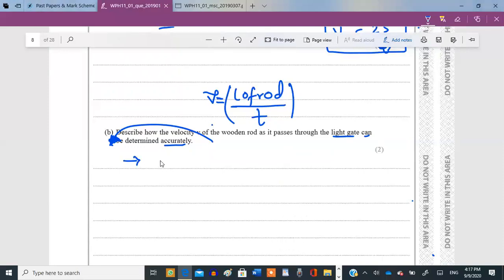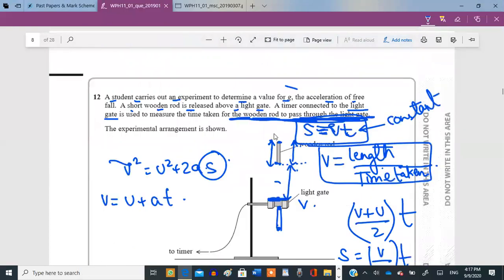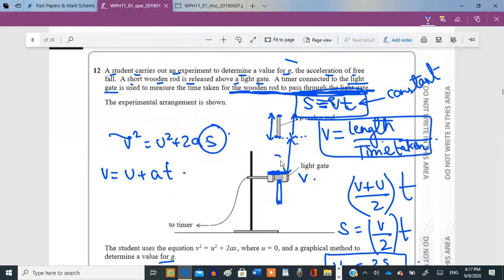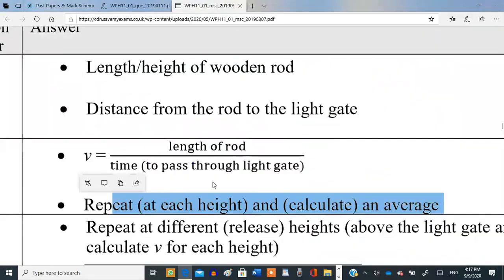We could apply the formula: velocity is equal to length of the rod divided by time, to calculate the velocity. And for accuracy, you can take many measurements and then take their mean. Many measurements from, wait, not from different heights, from the same height actually, but repeated measurements from the same height. What did they say? Repeat at each height and calculate an average.